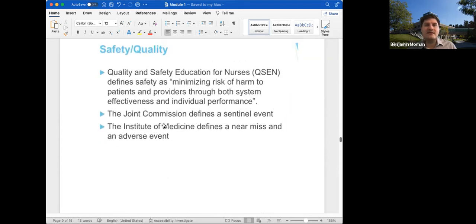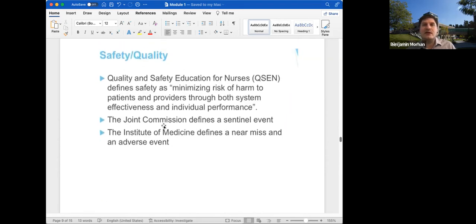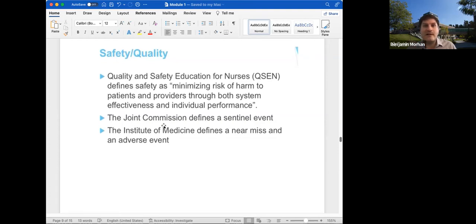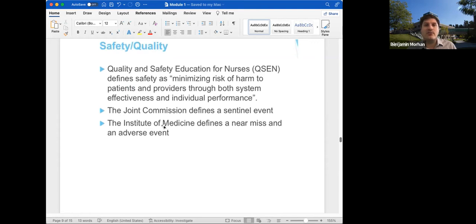And then the safety and quality, like I said earlier, those 6 overarching concepts are based on QSEN. So that's the Quality and Safety Education for Nurses. And that's what we go by. But remember, when it comes to safety and quality, we're regulated by the Joint Commission, right? And then we follow the IOM as well. So we follow what the literature says.